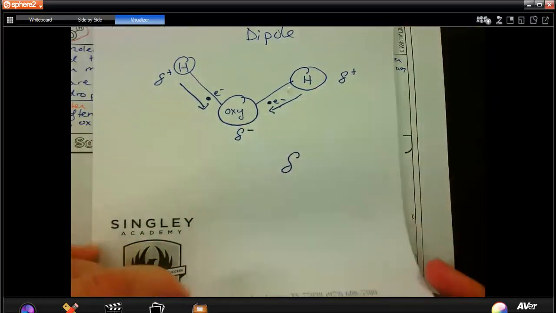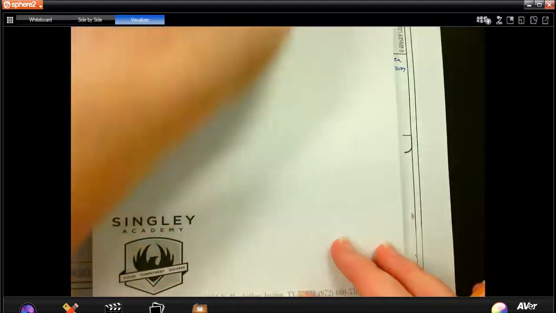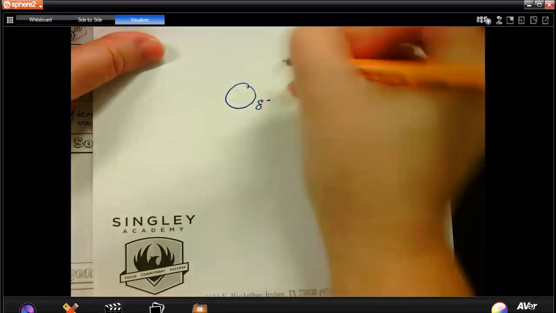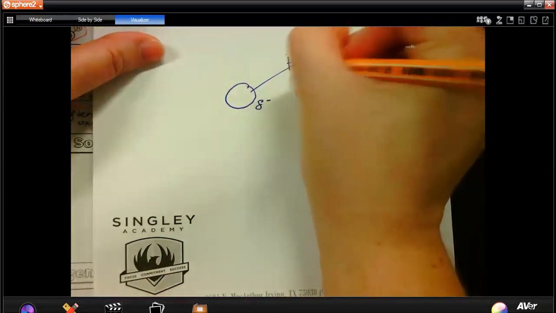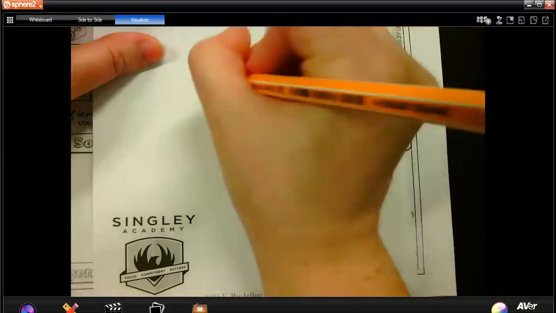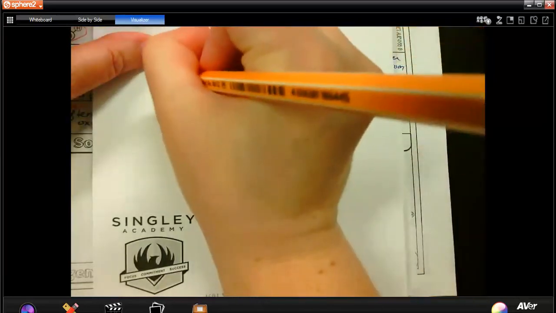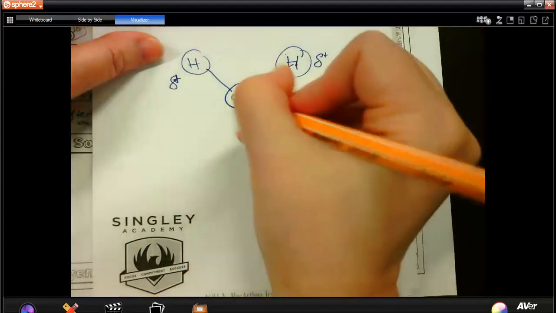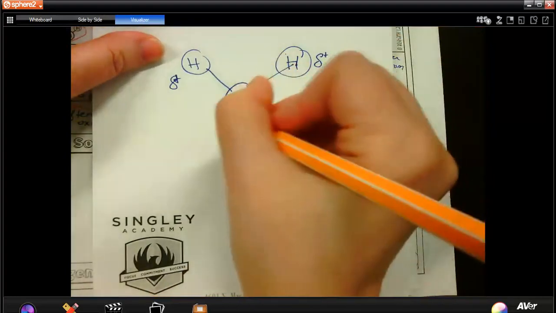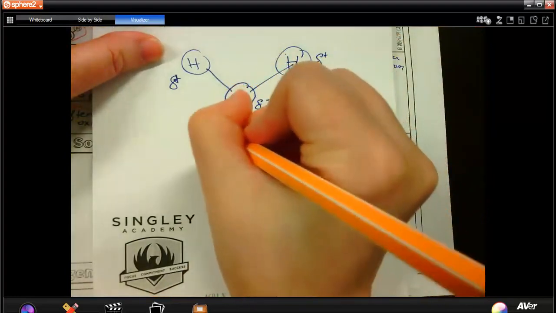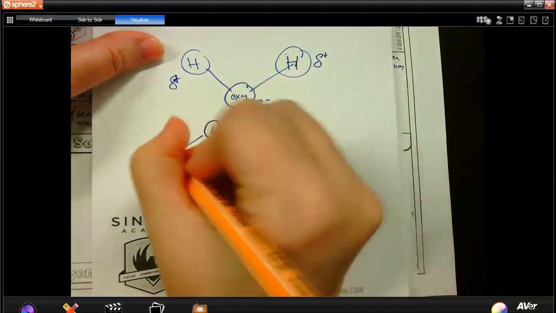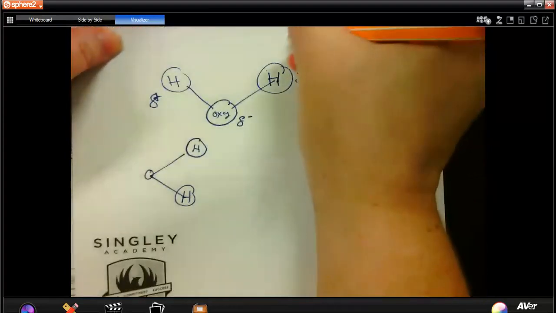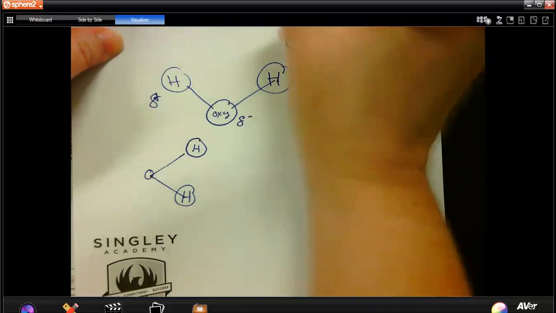When that happens in water, that partial negative charge, sorry, this is an H. Partial positive, positive. The other hydrogens that are closest to this oxygen are being pulled to the oxygen. So you'll have a hydrogen here with the water. So here's an oxygen, here's a hydrogen. And the oxygens in the water are being pulled to the hydrogens.